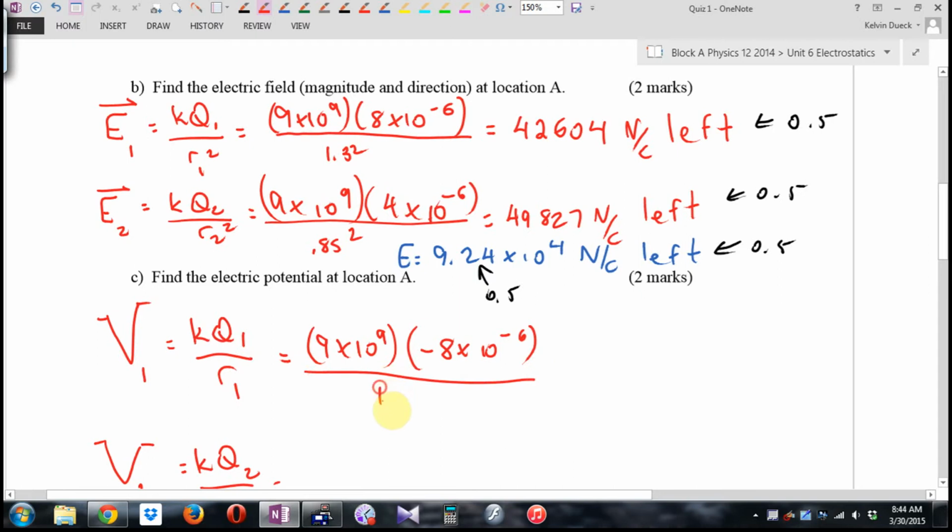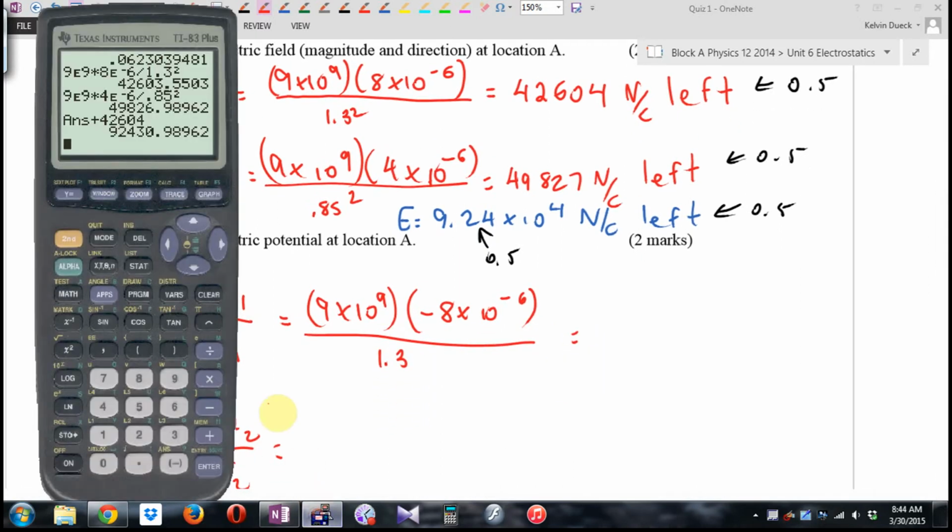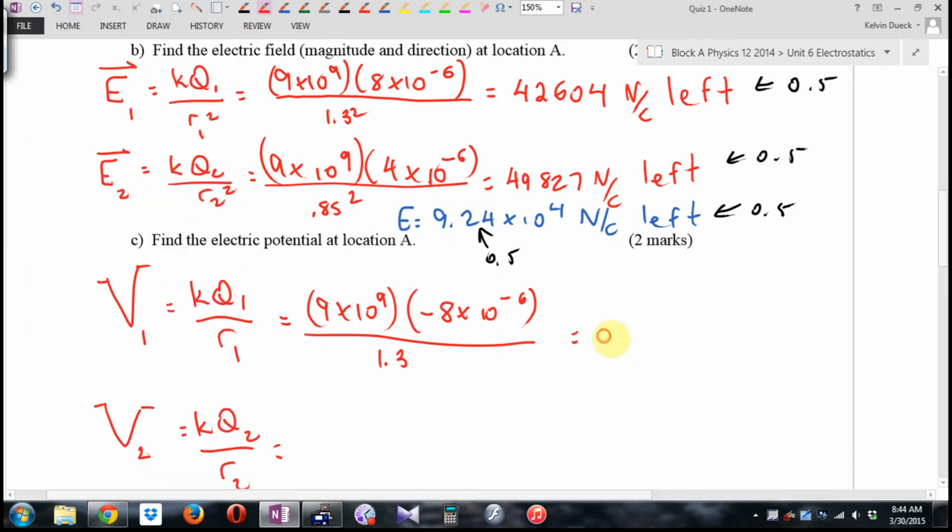All over 1.3, which is, you know what, with a bit of cleverness, I think I can bring this up. I think I just got to insert a negative right there and delete the squared right there. And negative 55,385 volts.